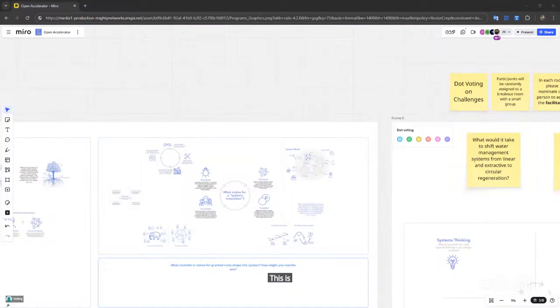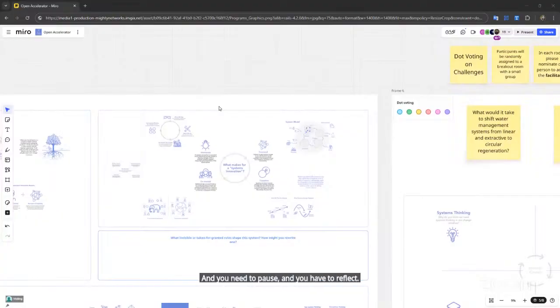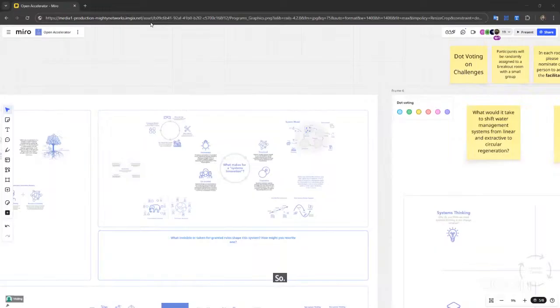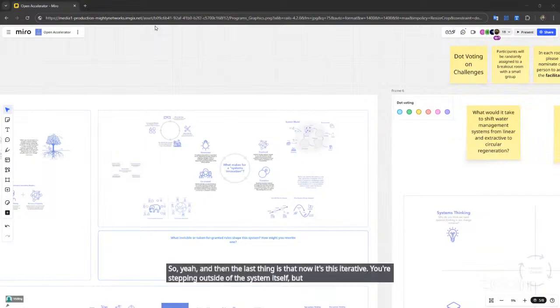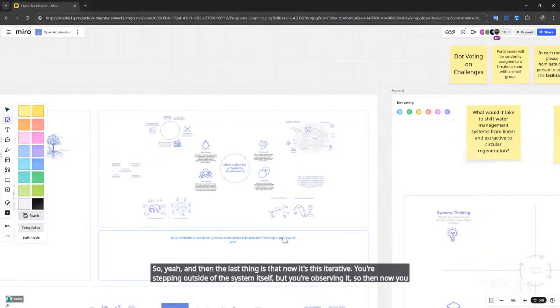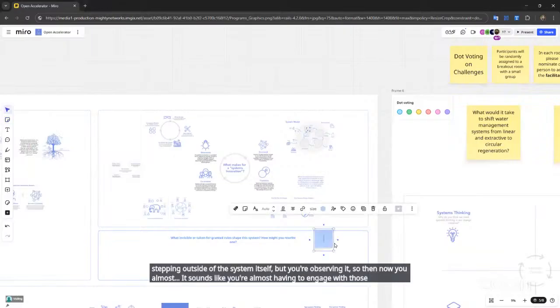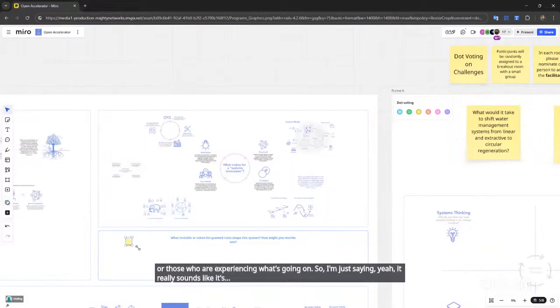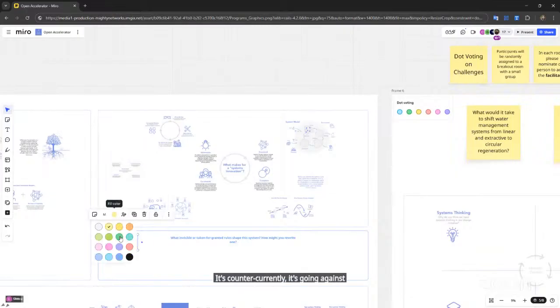This is like you need to take a step back, pause, and reflect. You also need to take a bit more time to actually internalize and get to grips with the tools. Each of those dimensions almost has its own tools, from the way you were describing. And then the last thing is that now it's iterative. You're stepping outside of the system itself, but you're observing it. So then it sounds like you're almost having to engage with those within it, those who are experiencing what's going on. So I'm just saying, it really sounds like it's countercurrent. It's going against the flow of how things are happening now.